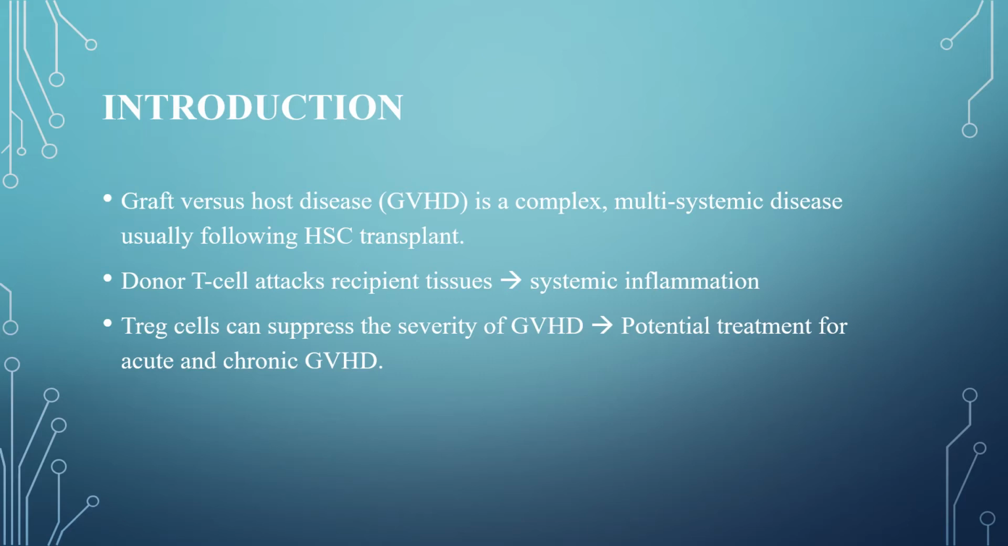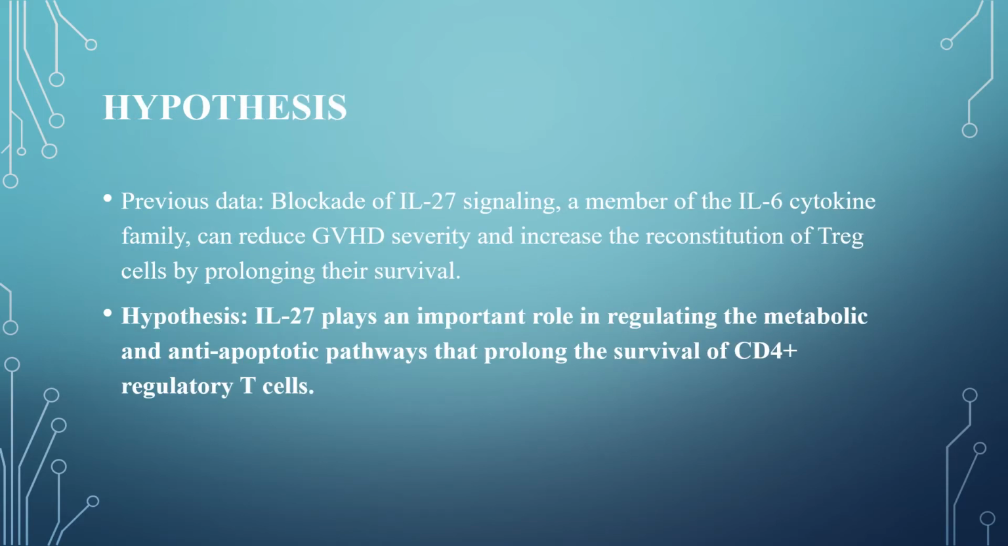Without a regulatory mechanism to control this inflammation process, it has been shown that regulatory T cells, or Treg cells, can suppress the severity of GVHD. Therefore, establishing a more effective network of this T cell population has become a potential treatment for acute and chronic GVHD.